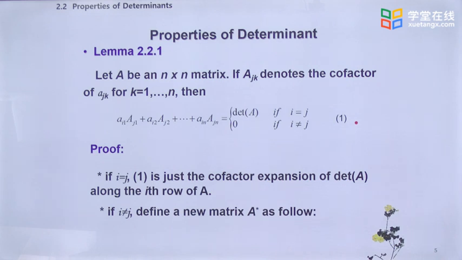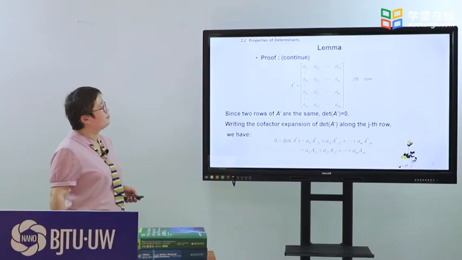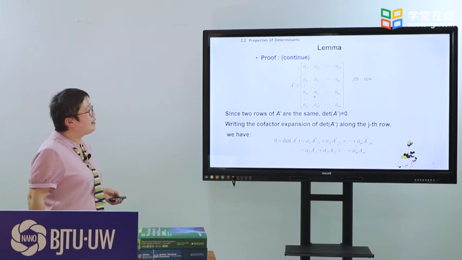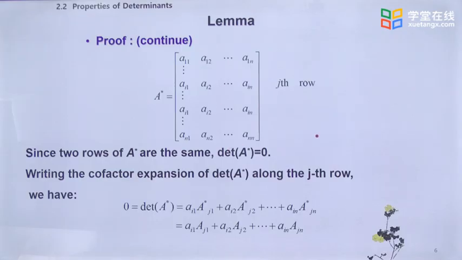Let's see carefully. If i equals j, then this is just the cofactor expansion of the determinant of A along the ith row of A. If i does not equal j, then we define a new matrix A star as follows. All the other rows come from the matrix A. We don't change them. Only the jth row. The jth row we now change to the ith row. Before, the jth row in A is a_j1, a_j2 till a_jn. Now it's a_i1, a_i2 till a_in.